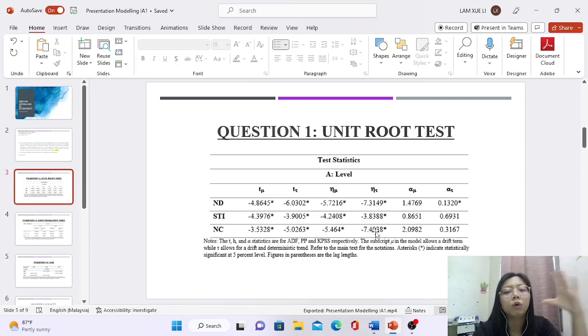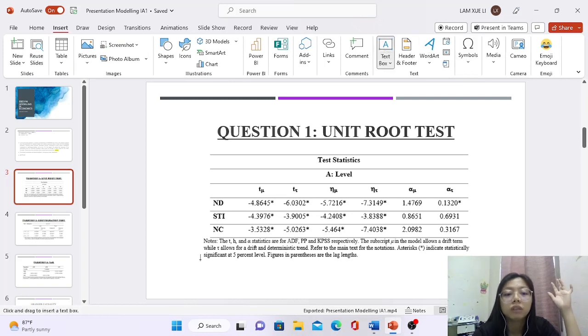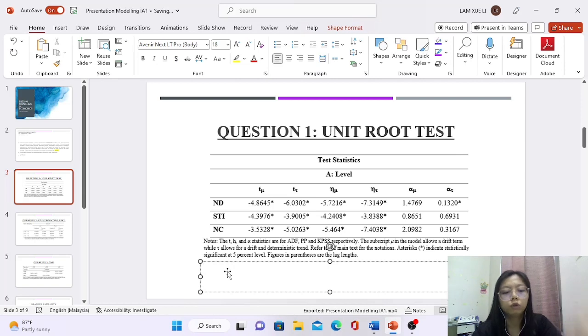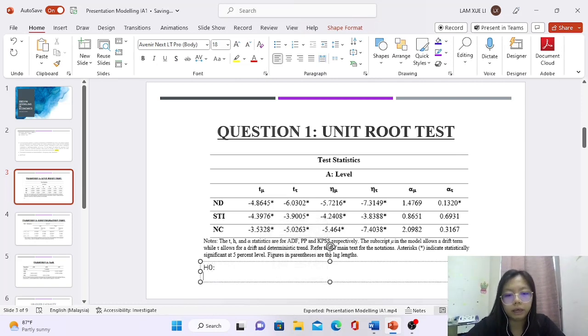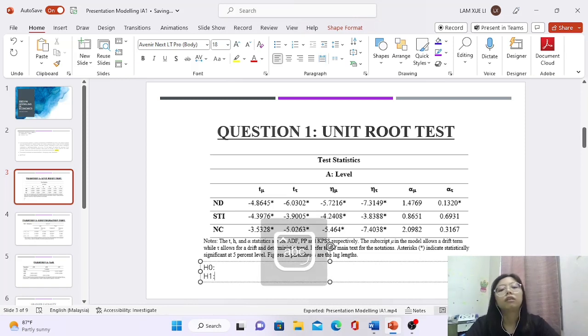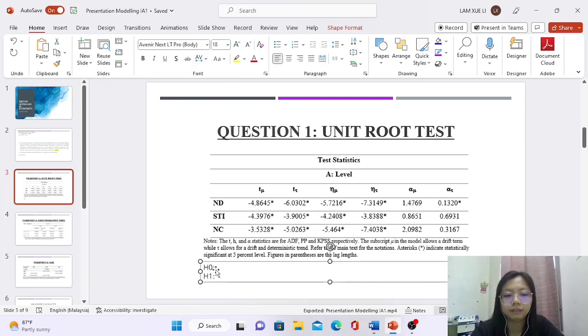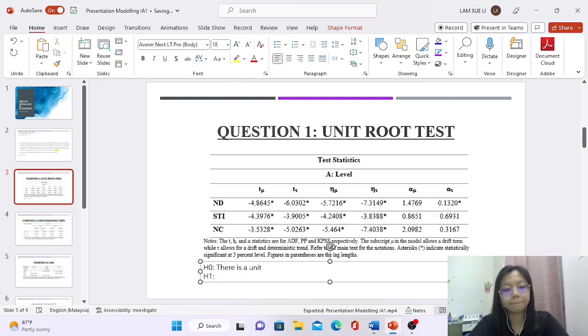Before we discuss the result, let me discuss the hypothesis first: the null hypothesis and the alternative hypothesis. The ADF and PP both share the same hypothesis. The null hypothesis is that there is a unit root, and the alternative one is no unit root. I just write UR. And for information, no unit root is equal to stationary.